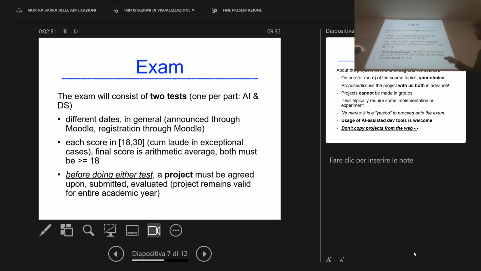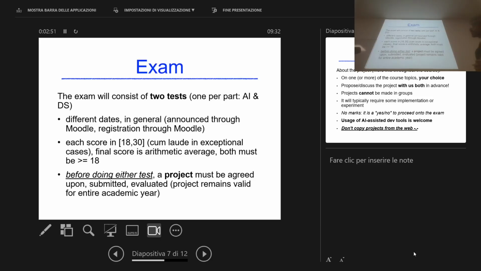Each of the two tests has a score between obviously 18 and 30, with Laude if we deem so. The final score is the arithmetic average, so the same weight. To pass the exam, both must be sufficient. You cannot average an insufficient grade.